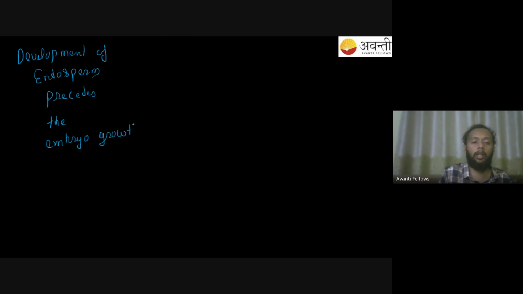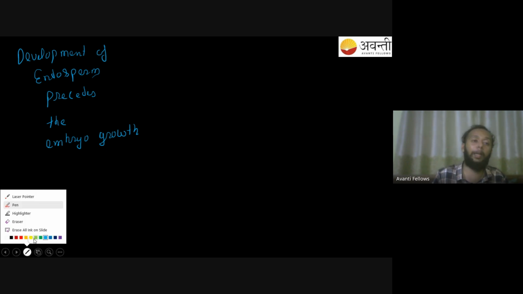That means what? That endosperm is going to develop rapidly, and it will develop faster than the growth of the embryo. Or rather, I can say that the endosperm will develop rapidly and the growth of the embryo will happen very slowly, or will happen after a certain growth of the endosperm. अब ऐसा क्यों हो रहा है? क्यों आपका एंडोस्पर्म पहले बनेगा ज्यादा और फिर आपका एंडोस्पर्म एम्ब्रियो आपका डेवलप करेगा?